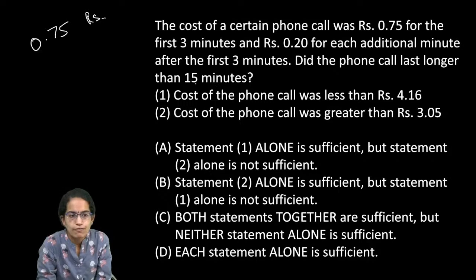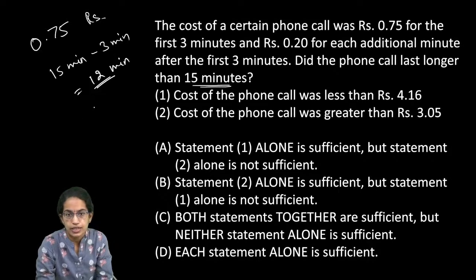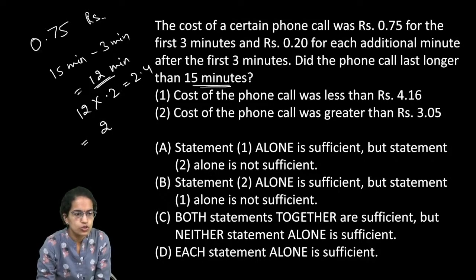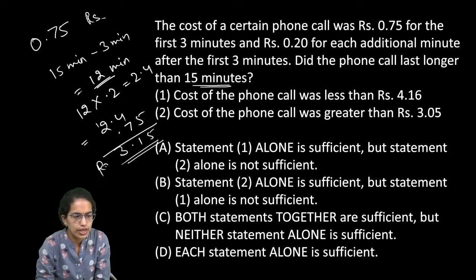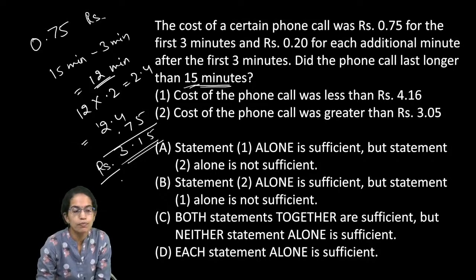Now we have to go till 15 minutes. Till 15 minutes means 15 minutes minus the first 3 minutes, which is already 0.75, which gives you the remaining 12 minutes. Now for this remaining 12 minutes, every minute it is 0.2. So 12 into 0.2, which is 2.4. Now what I do is 2.4 plus 0.75. So my cost would be 3.15. So the cost for any call which lasts longer than 15 minutes would be more than rupees 3.15.